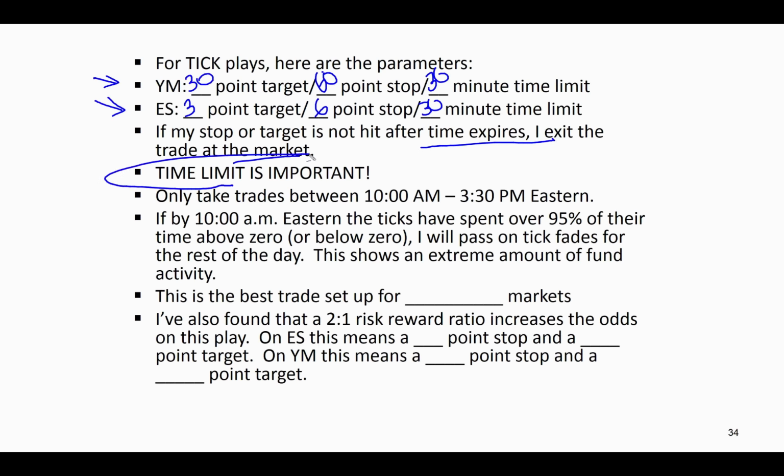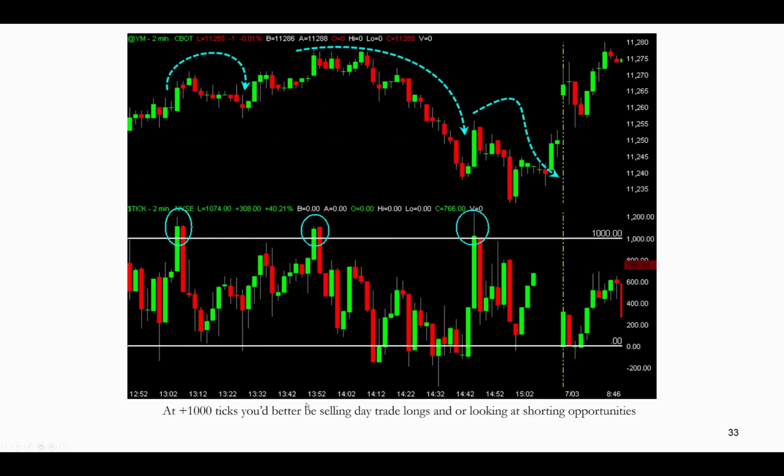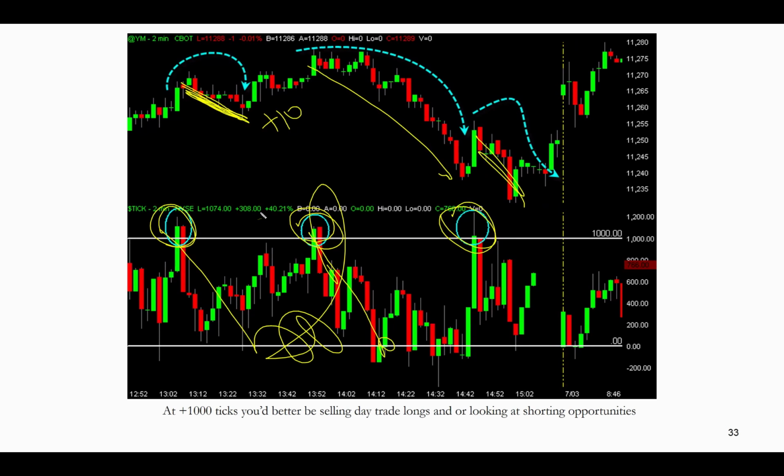If we go back and look at what was going on here, you'll notice that we pop up and we kind of fade, but we don't get that 30 points, okay? After 30 minutes, nothing much is really happening. So you just get out with your plus 10 points there. Here, on the other hand, you do hit your target, okay? And here, you also have to get out early. Because what can happen is after 30 minutes, it can gear up and go for another run, and you don't want to be in the trade at that time.